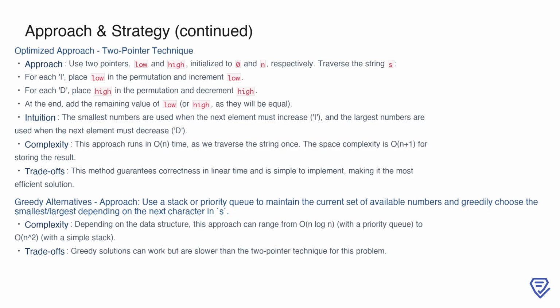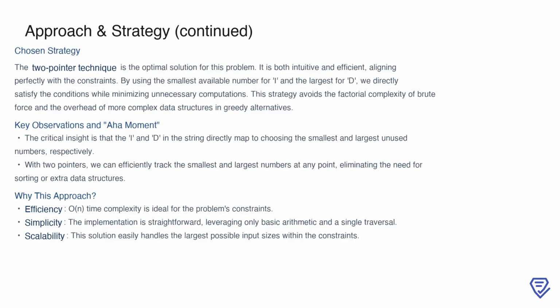Additionally, there are greedy alternatives, such as using a stack or a priority queue to track available numbers, but these tend to be slower, with complexities ranging from O(n log n) to O(n squared), and are less optimal for this specific problem. The two-pointer technique emerges as the optimal strategy for solving this problem. It is both intuitive and efficient, perfectly addressing the constraints and requirements.